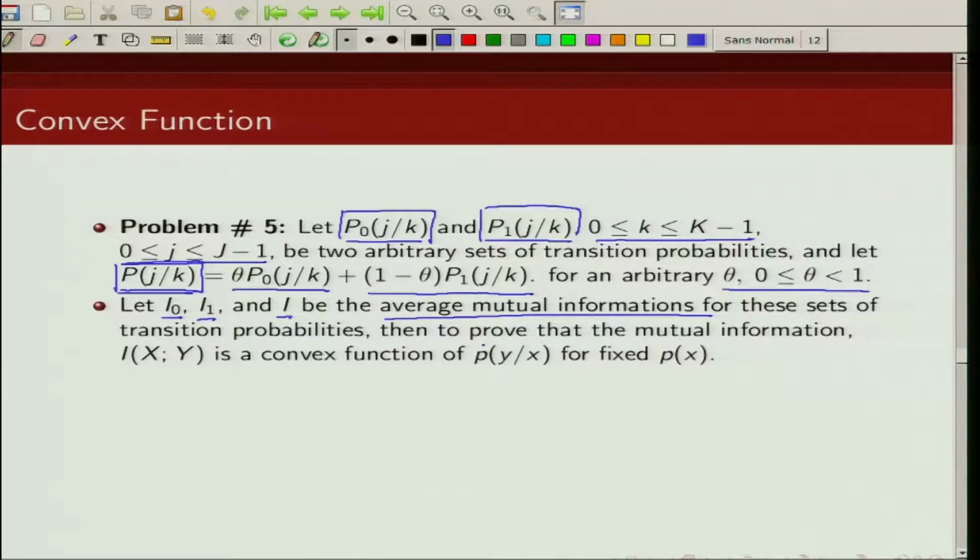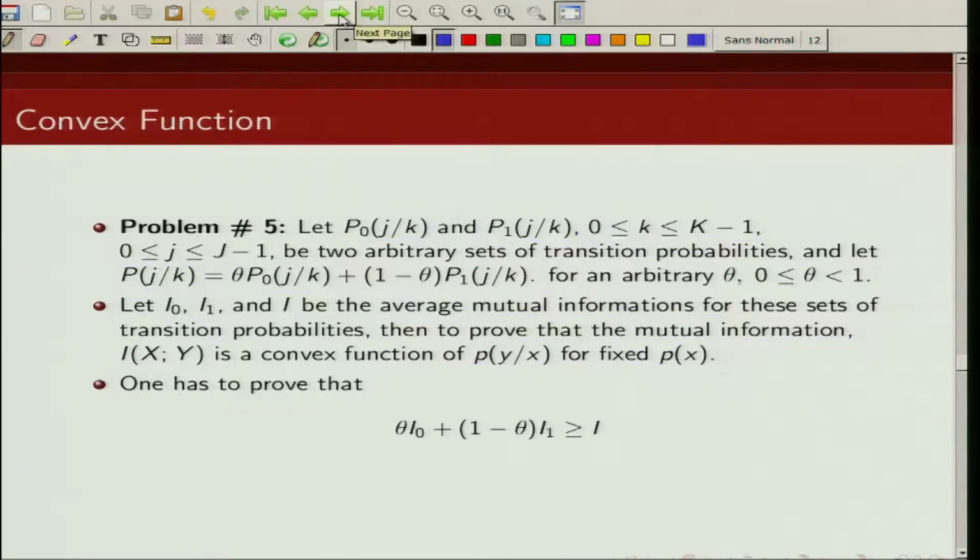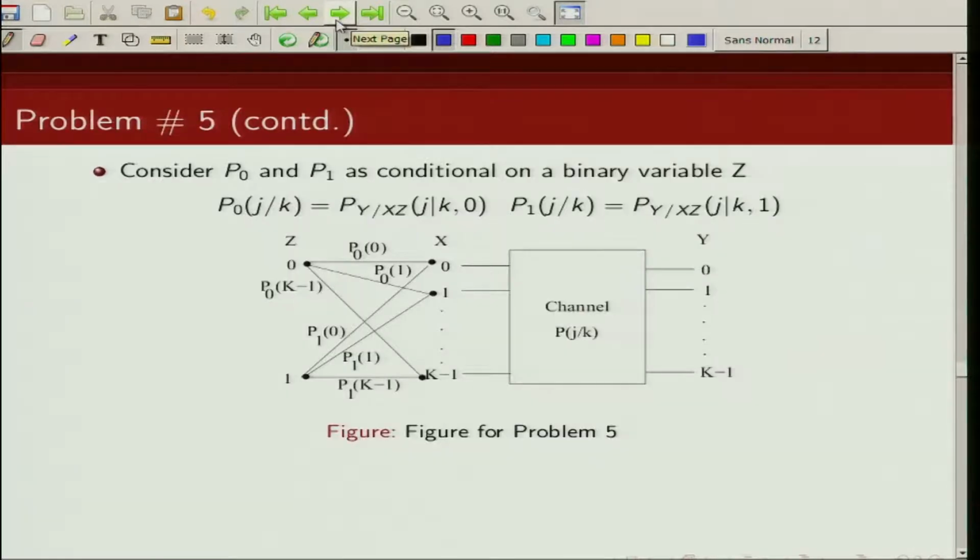Now we want to show or prove that mutual information is a convex function of p of y given x for a fixed p of x. So to prove it, we have to show that theta times I0 plus 1 minus theta times I1 is greater than or equal to the average mutual information corresponding to this transition probability. So let us consider P0 and P1 to be conditioned on some binary random variable z.